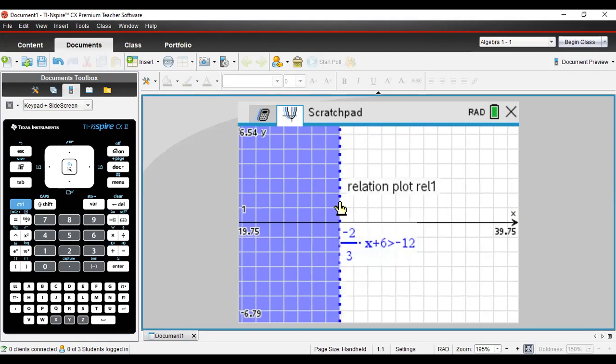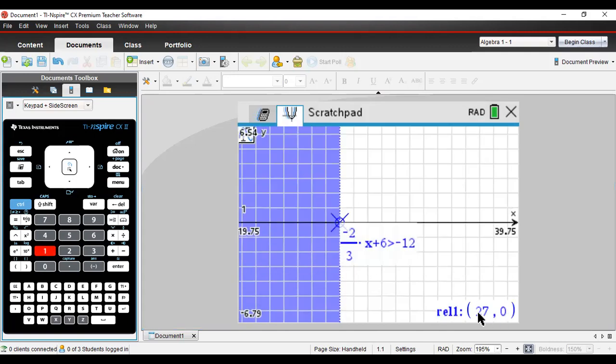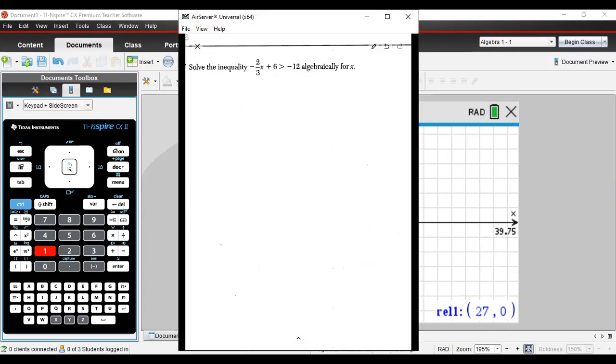Now, the answer is going to be 27. So I'm going to do menu 51 one more time. So the answer is 27. X is 27. Now, the shading is on the left. If the shading is on the left, that means it's going to be less than. If the shading were on the right, it would be greater than. This is less than. So the shading is indicating X is less than 27. And this is how you would write it. You would say X is less than 27. That would be the answer.